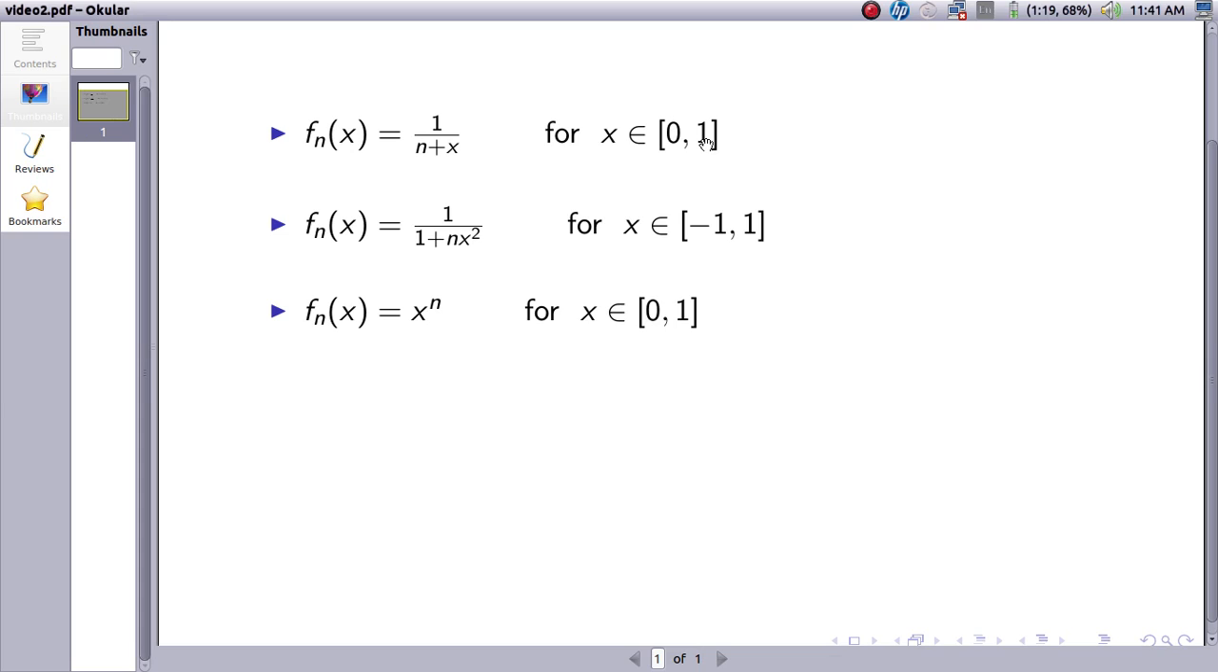Now we see the second function, fn of x equal to 1 by (1 plus n x square), where x lies in the closed interval -1 to +1. We know about this function. When we put x equal to 0, this function converges to 1. Other than 0, it converges to 0. So this is not uniform convergence. We go to see what the graph and plot give us.